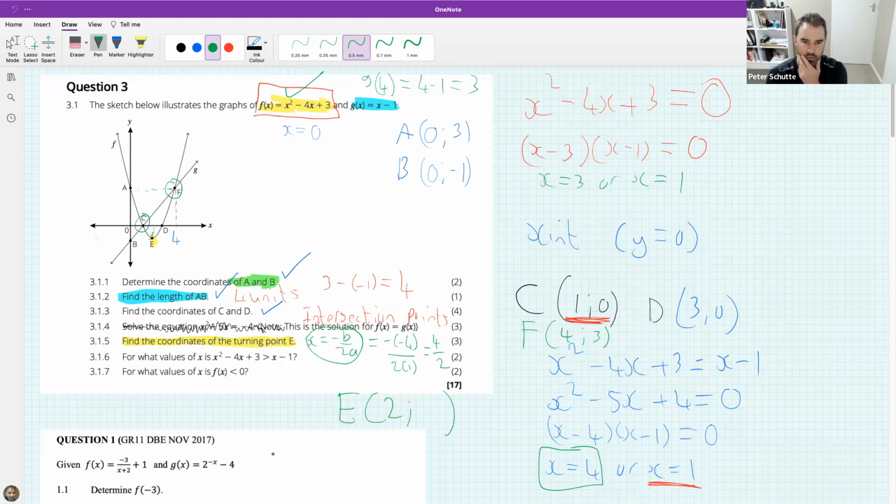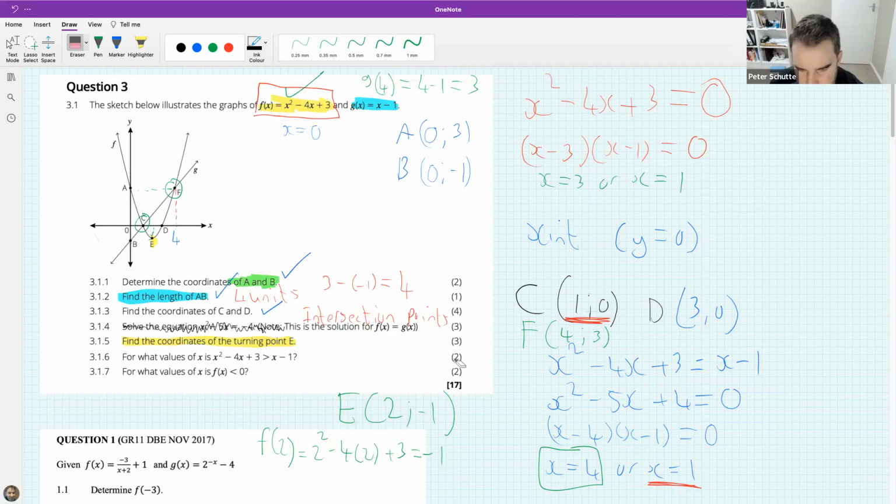Well, I guess what I need to do is put 2 into the function f. So I go 2 squared minus 4 times 2 plus 3. And that is going to give us minus 1. And so e is going to be the point 2, minus 1. That kind of makes sense because you can see e is in line with b there. Okay. So to find the axis of symmetry, we just use the minus b over 2a thing. And then to find the y value of e, we subbed it back into the equation f.